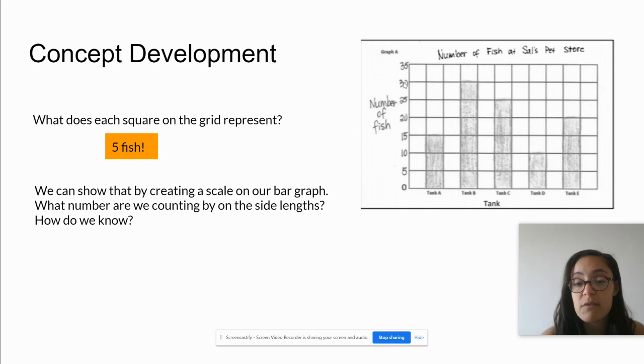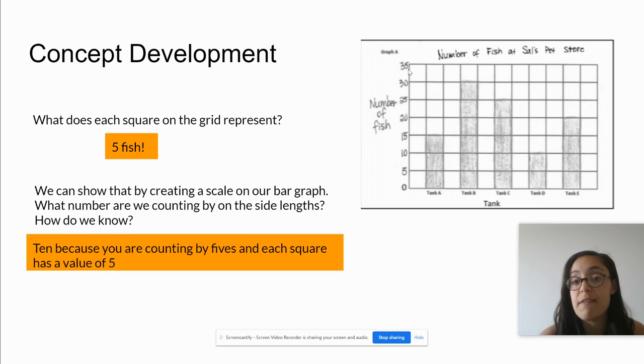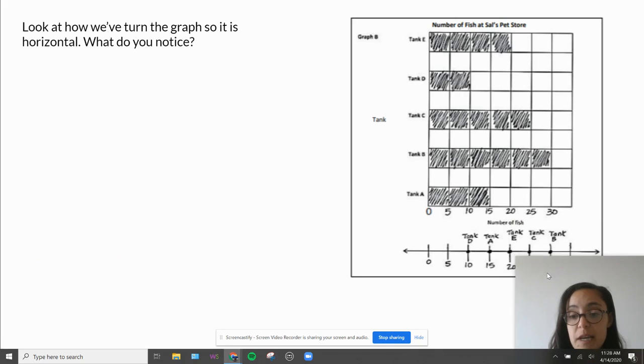So just like we had over here, we can create a scale. So what numbers are we counting by on the side lengths, and how do we know? Again, we know that we are counting by 5s, and each square has a value of 5. So it's so important to make sure we're looking at our side lengths and thinking about what each one represents and what you're counting by.